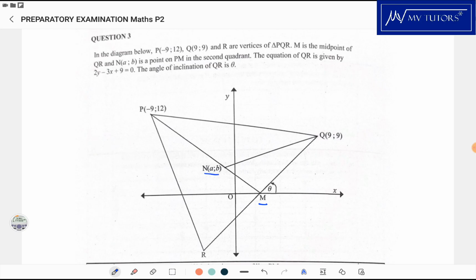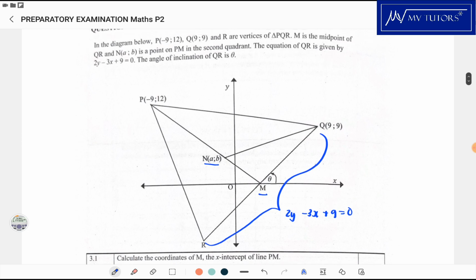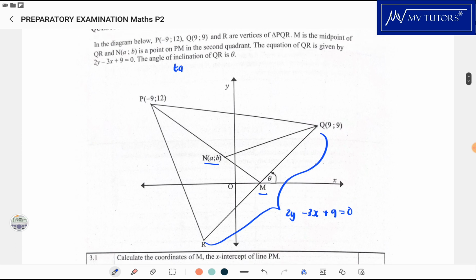There's N. The equation of QR is given by 2y minus 3x plus 9 is equal to 0. So I'm just going to put it there. That is the equation of this line. There's no need to rewrite it, honestly. And the angle of inclination of QR is theta. Remember, when they say angle of inclination, think to yourself, tan theta is equal to the gradient of QR.